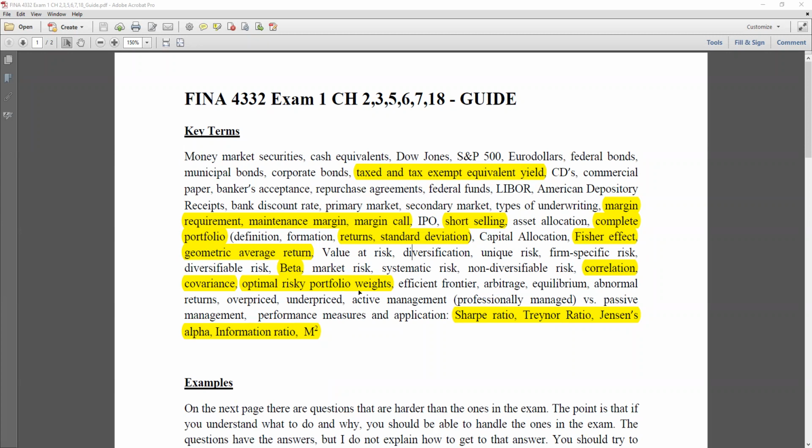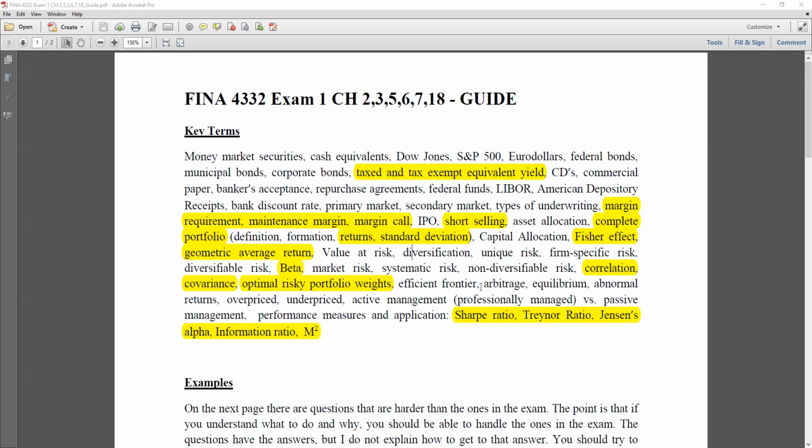Optimal risky portfolio weights. This is on a two-asset portfolio. This is a longer formula. On the spreadsheets in a previous video, we talked about the optimal portfolio weights calculation. On the spreadsheets that I use, we also called it the maximum Sharpe ratio. So you want to have that formula with you. The rest is more just knowing what it is.